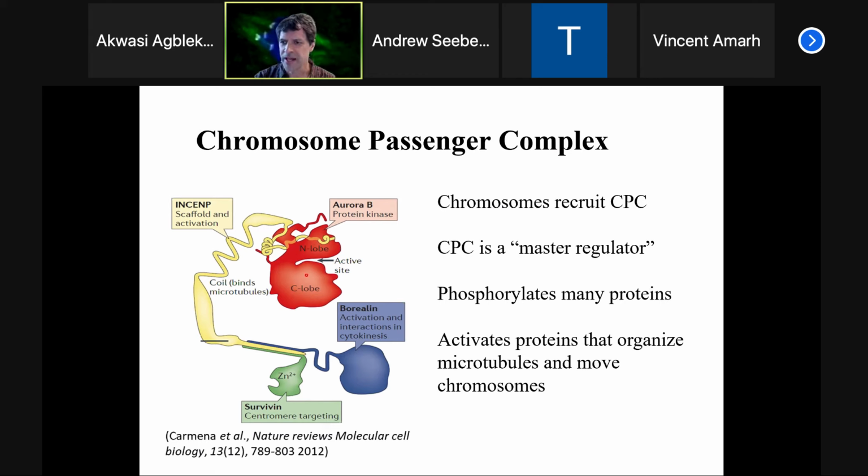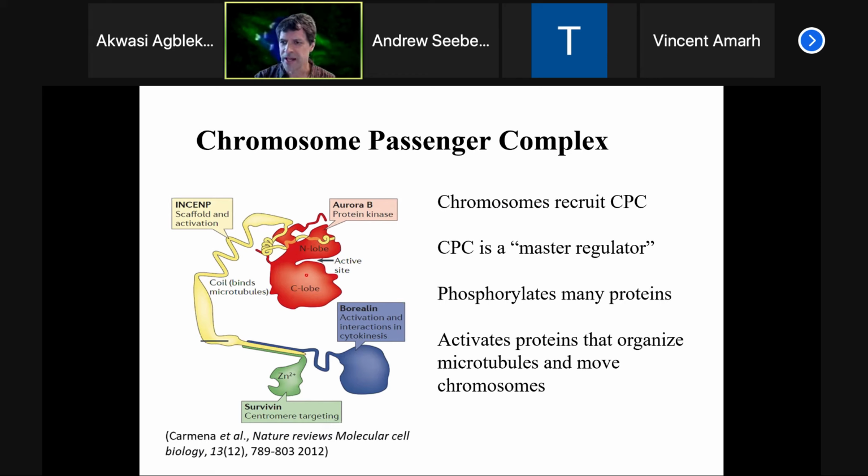But the key point here is that if you remove the chromosome passenger complex or inhibit the kinase, you get no spindle. So we were interested in how the chromosome passenger complex promotes spindle assembly, because this is the question we're trying to answer. Remember, the chromosomes in oocytes are the focus of spindle assembly, but the mechanism of that is not known.